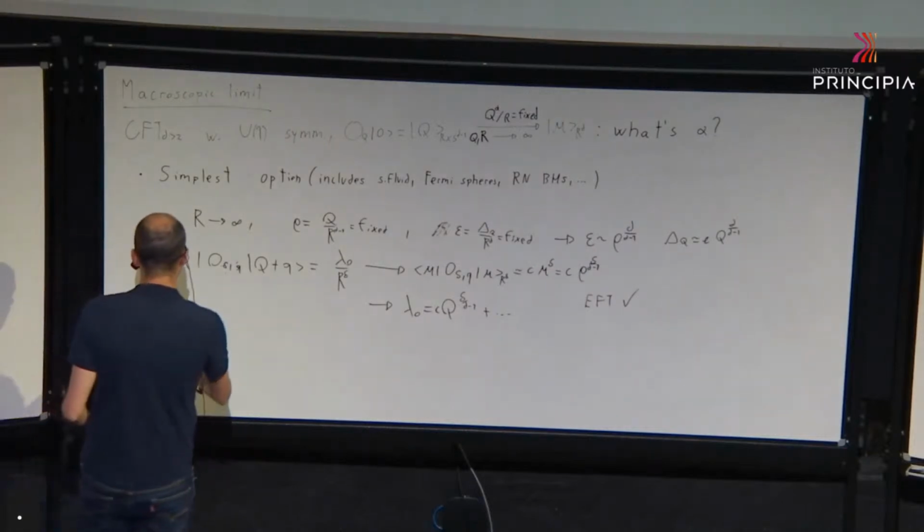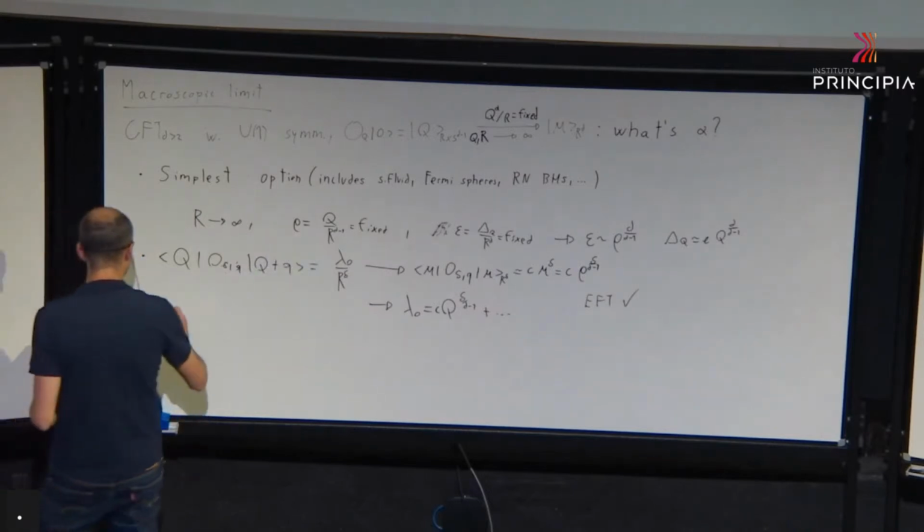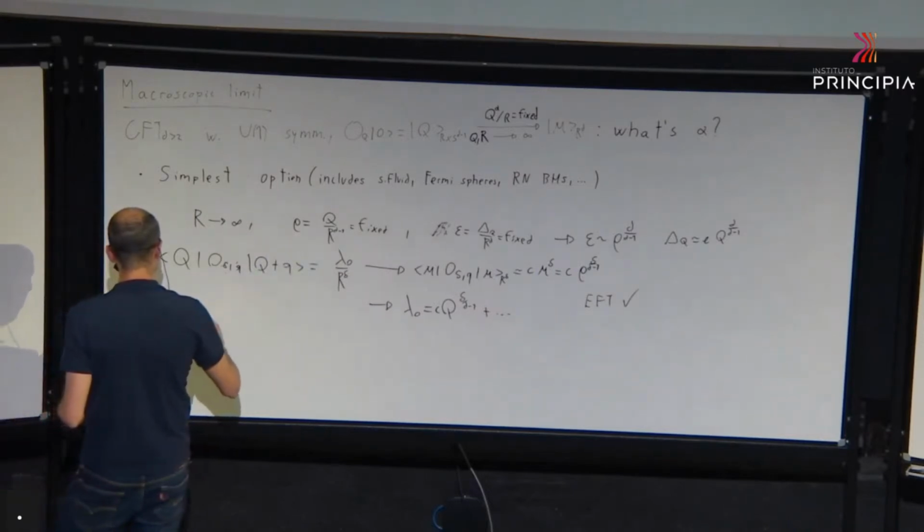Okay. So again, this is very hard to prove, but on physical grounds you expect this limit to exist. What does it mean for a 4-point function?